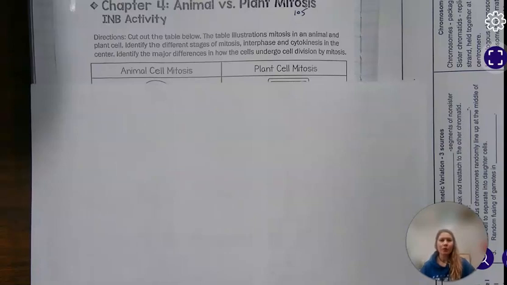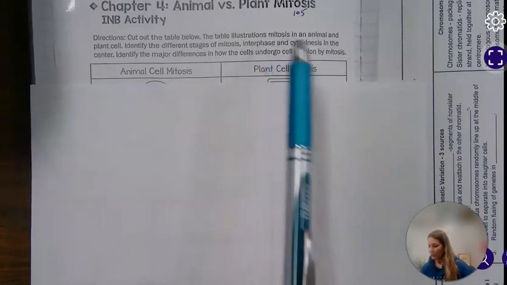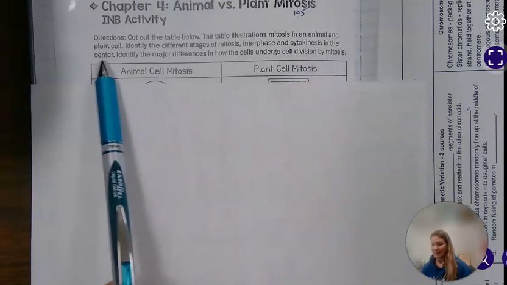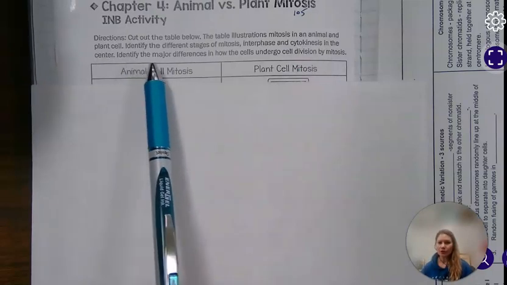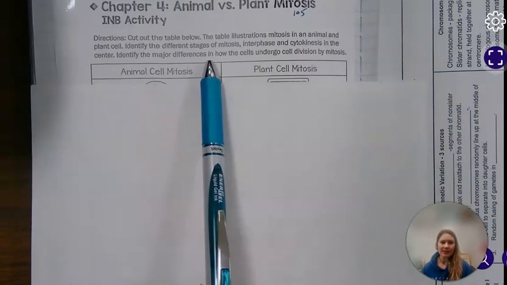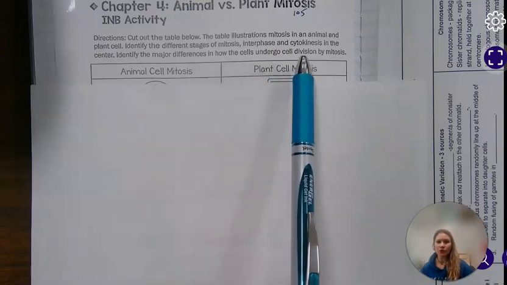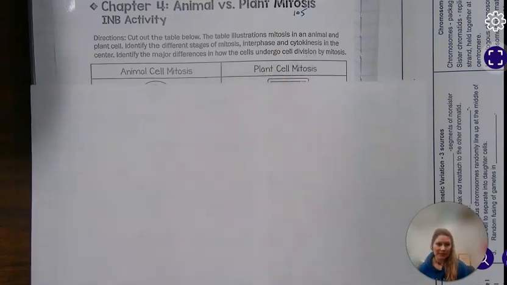Welcome to our animal versus plant mitosis activity. For this activity, you just need to make sure that you have cut out the table and glued it into your notebook. We are then going to identify the different stages of mitosis, interphase, and cytokinesis in the center. And then we're also going to identify the major differences in how the cells undergo cell division by mitosis.